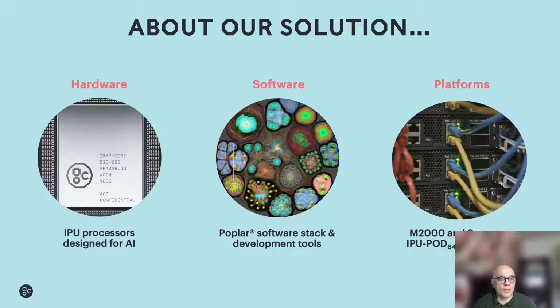So, a very quick introduction. GRAPHCORE is a UK-based company with headquarters in Bristol. Our solution is based on three fundamental pillars: hardware, software, and platform. GRAPHCORE developed processors specifically designed for AI and machine learning workloads. We provide the hardware as the IPU processor, but also the software as a popular development tool, as a complete solution to enable innovators and researchers to solve current and future machine learning problems.